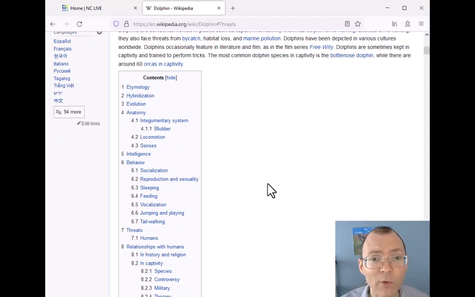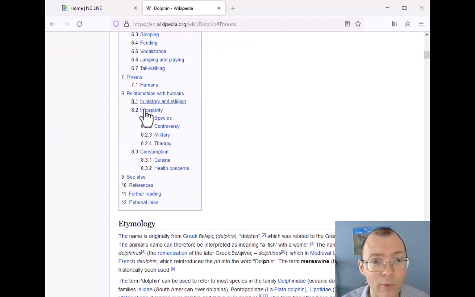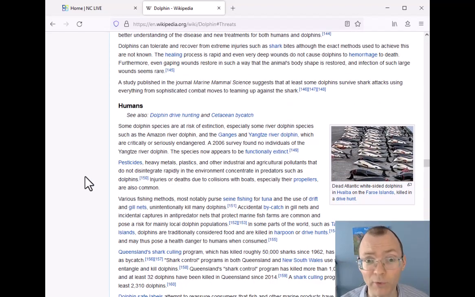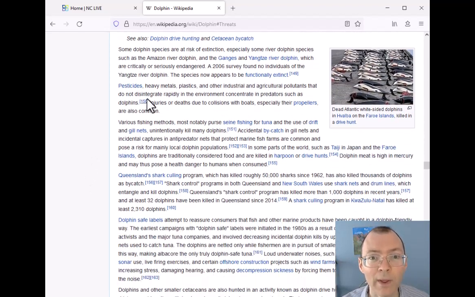Right? And I got some keywords about dolphins themselves, and now I want to look at threats. Dolphins have few marine enemies, right? And I don't think they need protecting against sharks. I think they've been doing okay there for a while. I think it's humans. That's what I want to focus on. Keywords might be endangered or extinction. More keywords might be pesticides, heavy metals, plastics, pollutants.